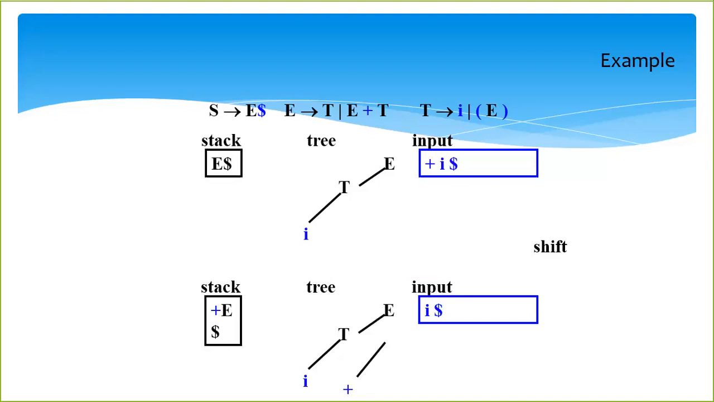Before making any further update, what do you have in the stack? You have plus, you have E. In the input, you have I. Fine. So what is our task?